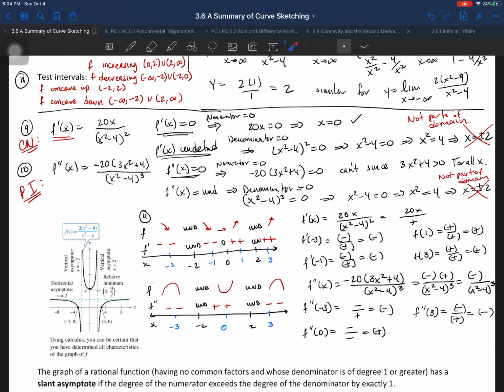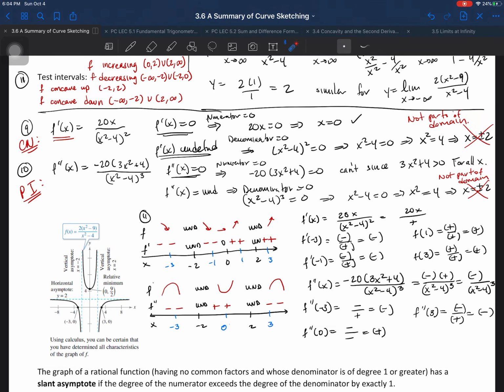Now that I know the derivative is negative, that means the function is decreasing. When the derivative is negative, the function is decreasing. Derivative is 0, the function is horizontal. The derivative is positive, so the function is increasing. The derivative is undefined here, but the function is undefined as well. The derivative is positive, so the function is increasing here.